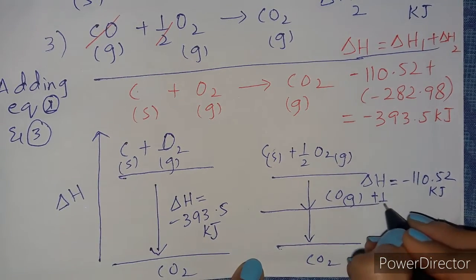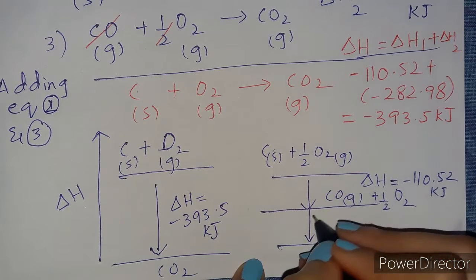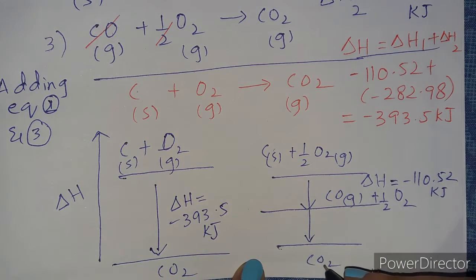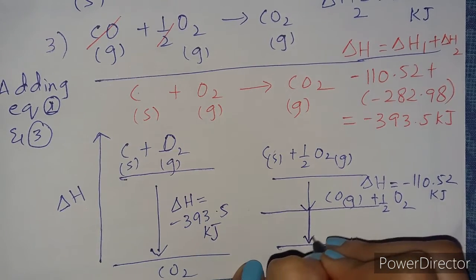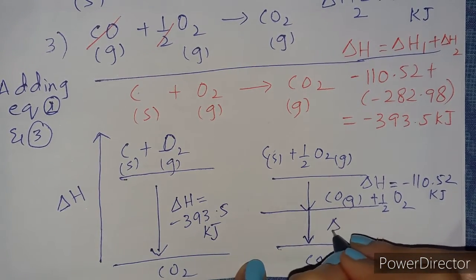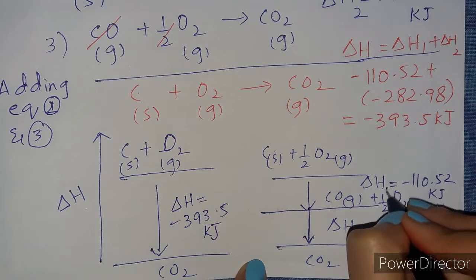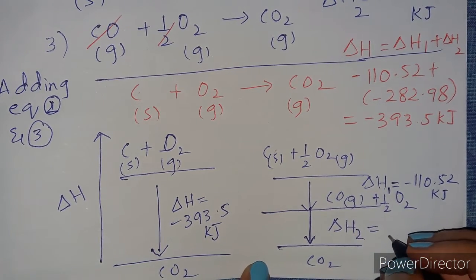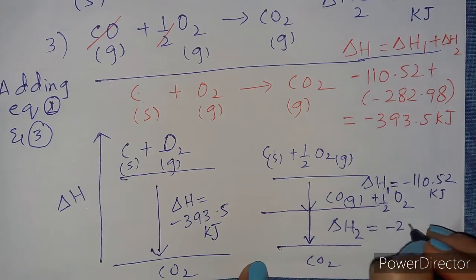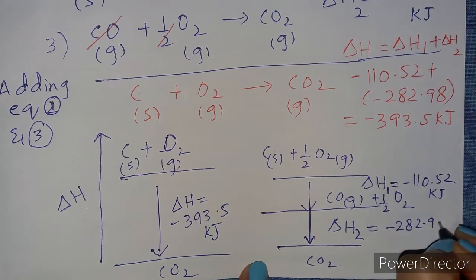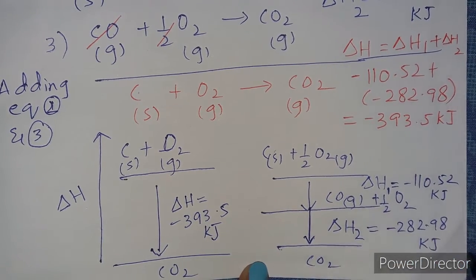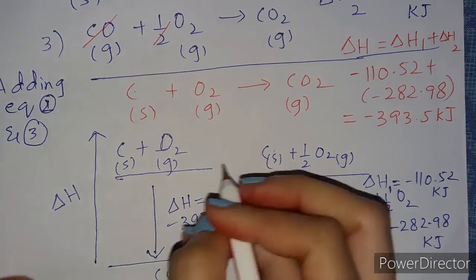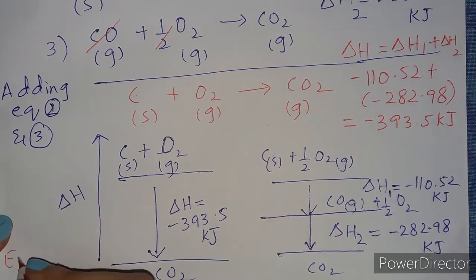And then carbon monoxide plus half of oxygen reacts to give us carbon dioxide, this arrow. Enthalpy change, this is 1 and this is 2, which value is minus 282.98 kilojoule. So this is the energy cycle.